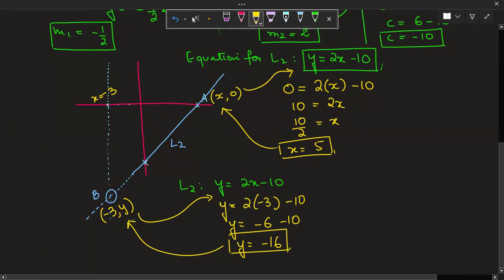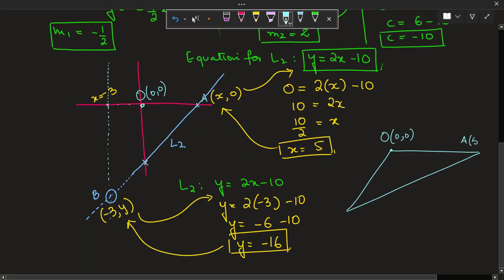Okay. Now, if you look at this point, it is already stated that that's going to be 0, comma 0. Okay. Now we have found the triangle, and the triangle is going to be like this. Finally, we have found it here, this one, and this one. So that's going to be 0, comma 0. This is going to be 5, comma 0. Okay. And this is going to be minus 3, comma minus 16.